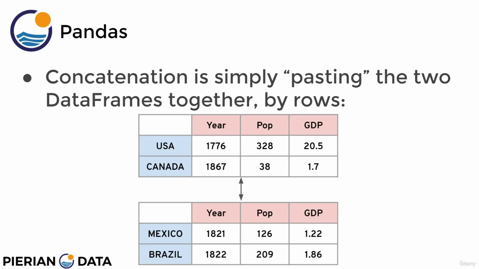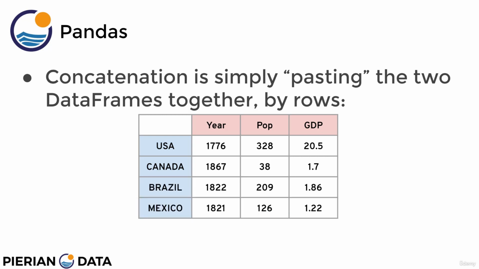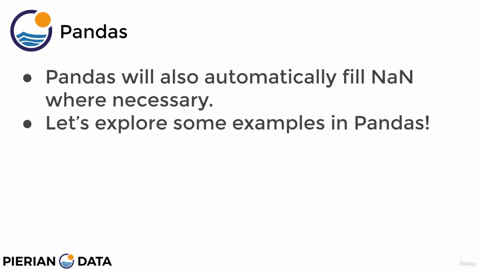Keep in mind, we can also perform concatenation on rows. So here we can see the concatenation happening where we have the exact same columns in both data frames, but in this case we have different instances on the rows. One data frame has USA and Canada, and the other data frame has Mexico and Brazil. And we can simply then concatenate or glue together by the rows to get the full data frame. What's nice about Pandas is it's also going to automatically fill in null values where necessary. So let's explore some examples with Pandas on concatenating along rows and along columns. And then in subsequent lectures, we'll talk about combining data frames through the merge command.